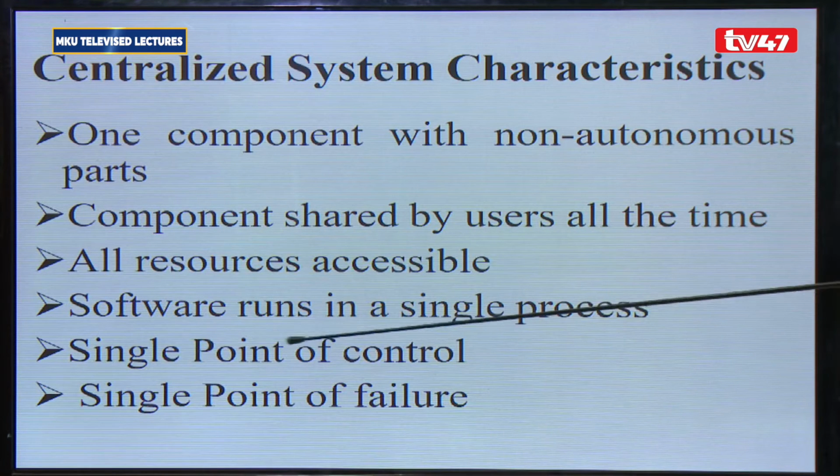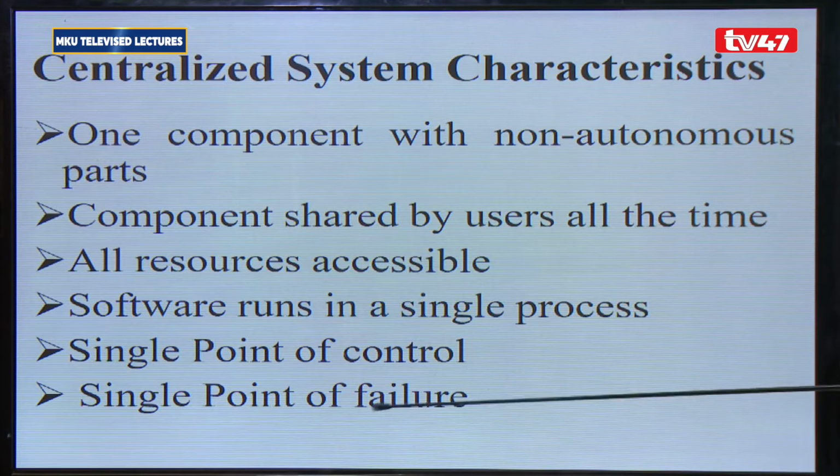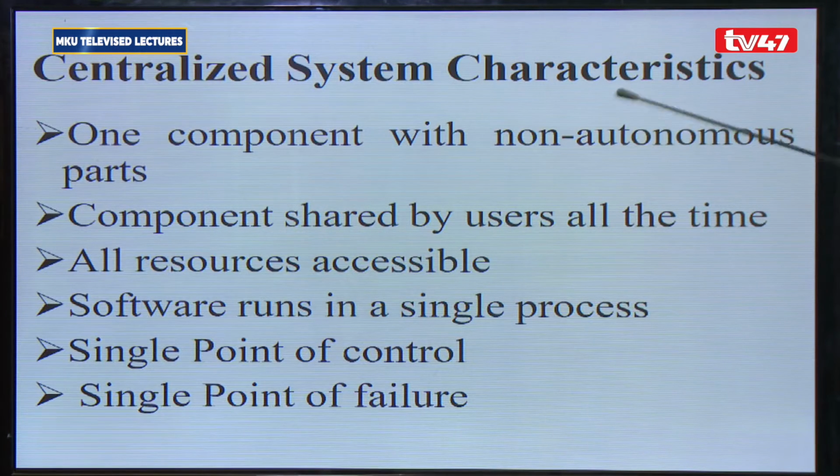And then we have a single point of control. You only control from one place. In case it's a computer, you have to go physically to the location to control it. And then a single point of failure. A single point of failure means that when the system fails, no one can access it. Once it fails, you don't have any fallback plan. That's why we no longer study centralized systems. We are now going to distributed systems.